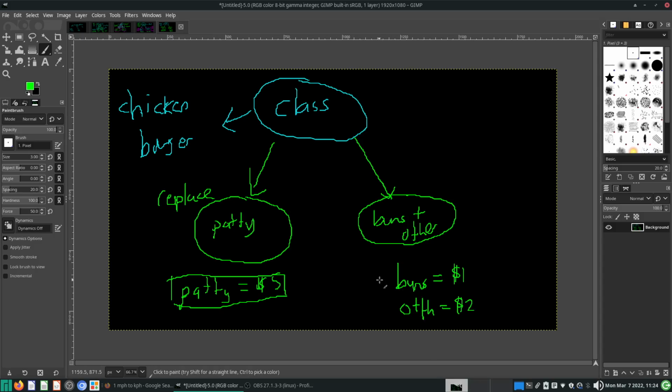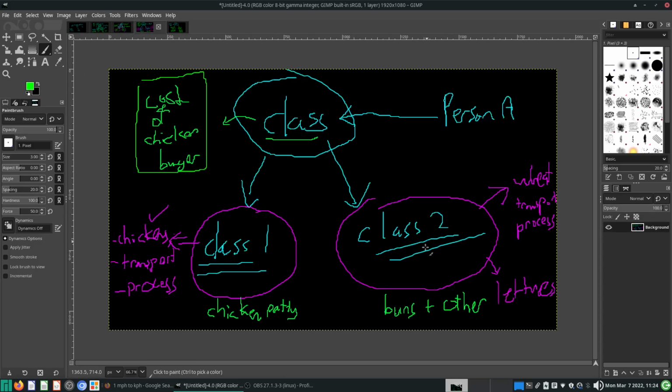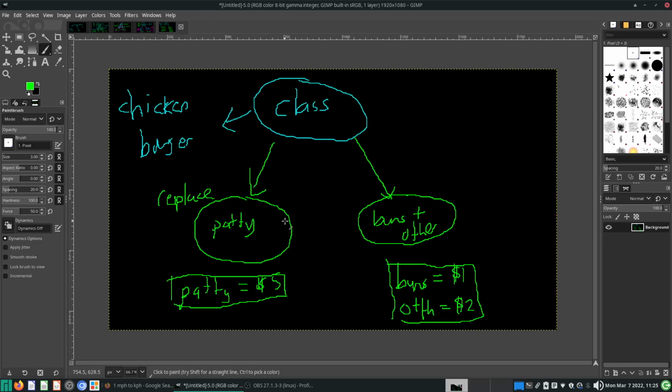So instead of using this complicated class where there may be other bugs and everything, while debugging for this class, I can just replace the chicken patty and make a mock class. A mock-up class that says the patty will always cost $5, and the buns and other things will always cost $1 and $2 respectively. So this code will always work because it will just give you back a solid number value.